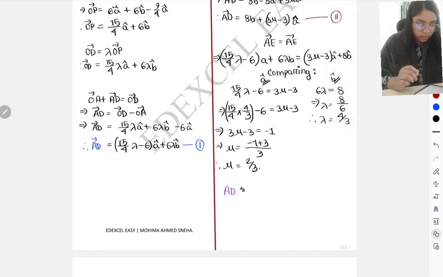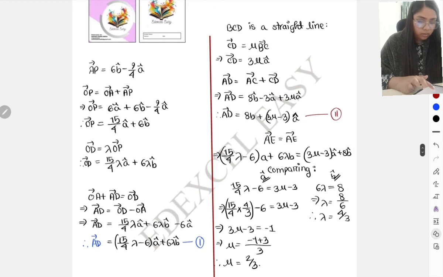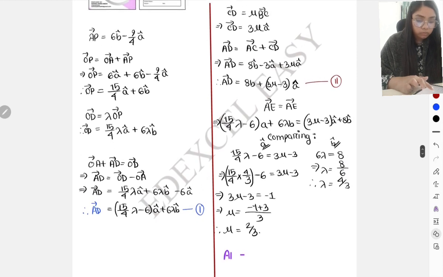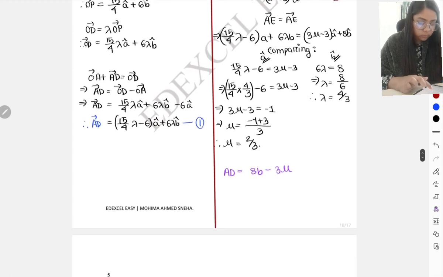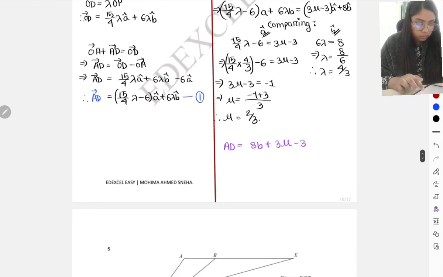That was AD is equal to 8b minus 3 mu minus 3, so you have, sorry, it was plus minus 3a. The value for mu was 2 by 3. So it's going to be 8b plus 3 times 2 by 3 minus 3a.